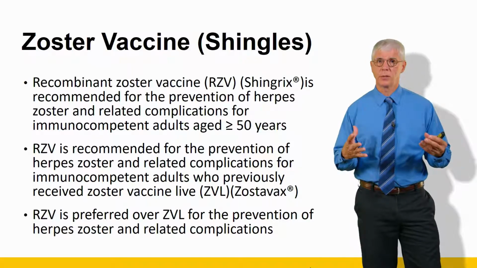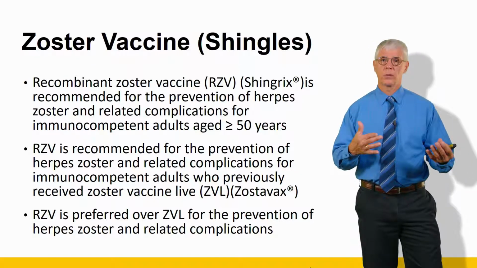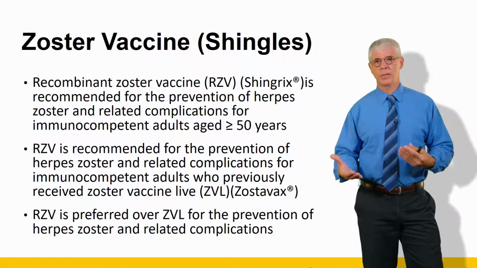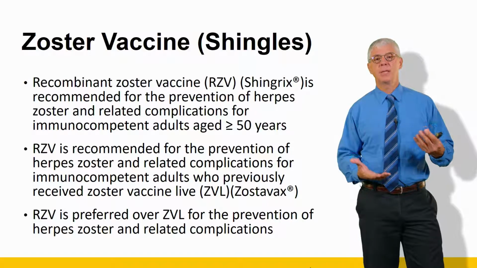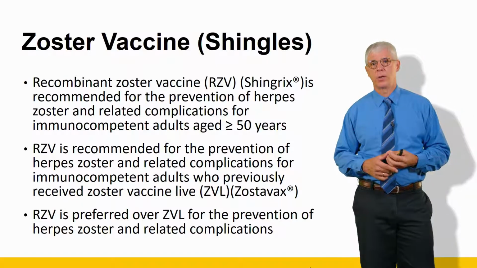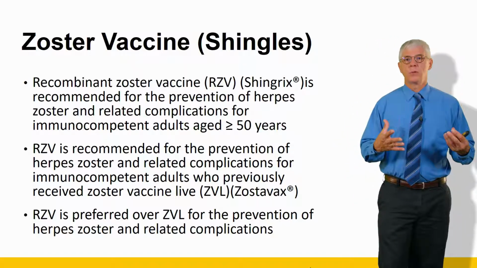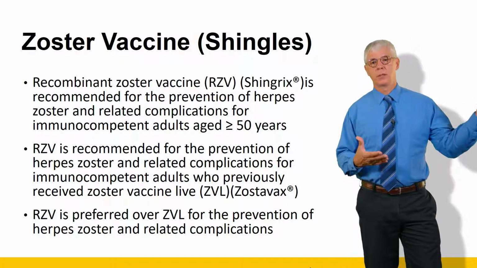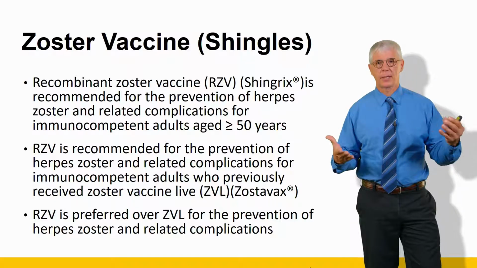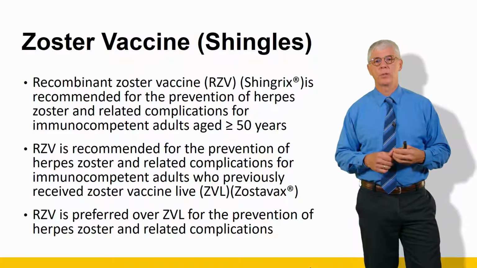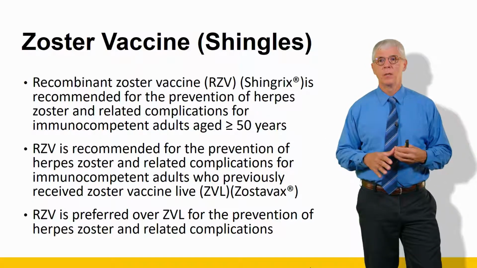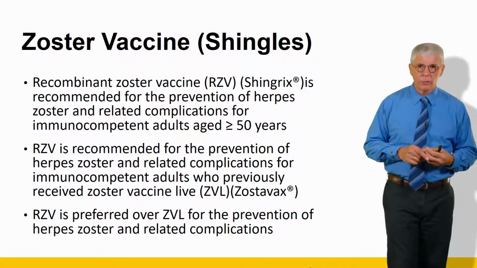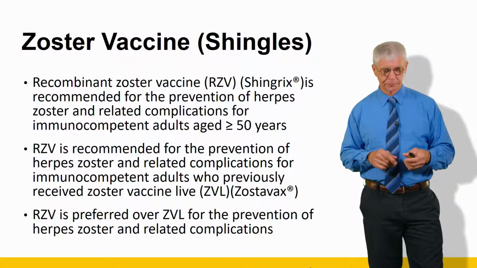And this is a big change because Zostavax, whereas it could be used over 50, was never recommended too strongly below 60, mainly because we didn't think it lasted that long. So being able to immunize somebody at age 50 to provide much more protection over that next decade of life is a very important advantage of Shingrix. And Shingrix is now, as you can see by the last bullet point, preferred over Zostavax for the prevention.